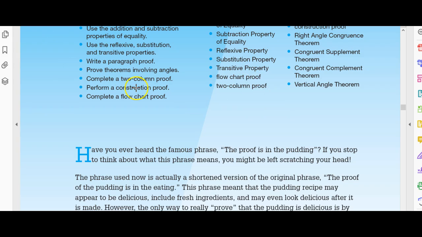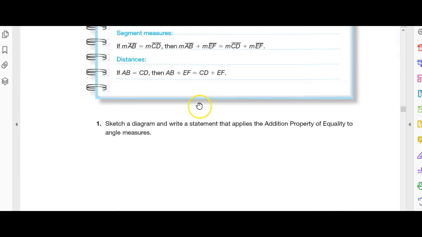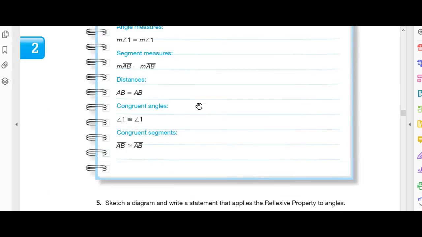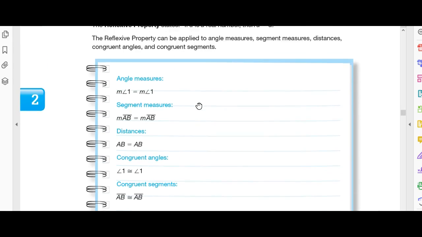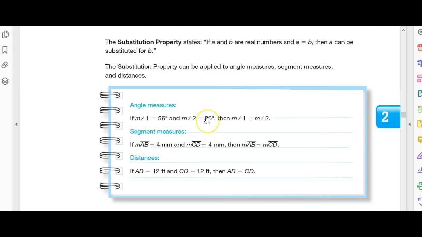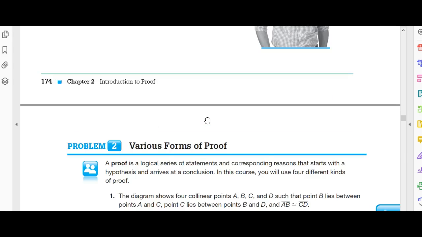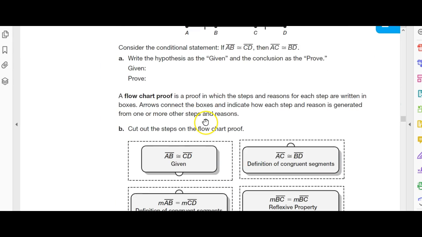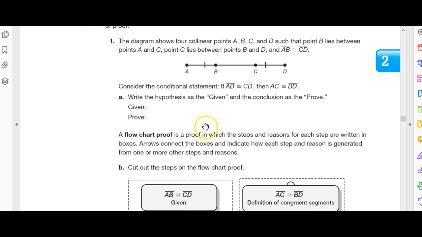So let's take a look at an example down here. I'm skipping past the stuff here because here we're seeing examples of the reflexive property, the transitive property, and the substitution property. They're all just given examples in there. But here we have a couple of some really good things, and I'm going to see if we can fill some of this stuff in.